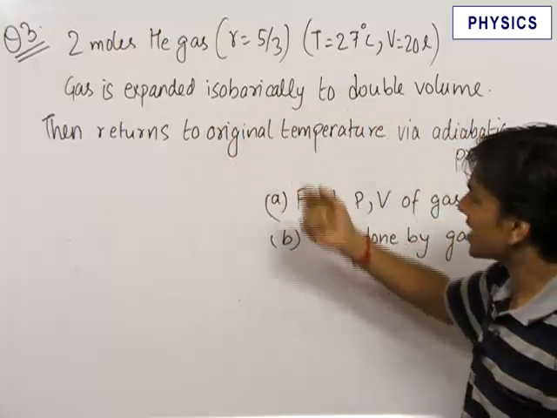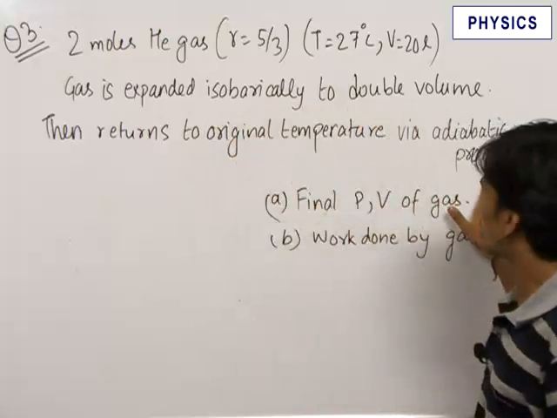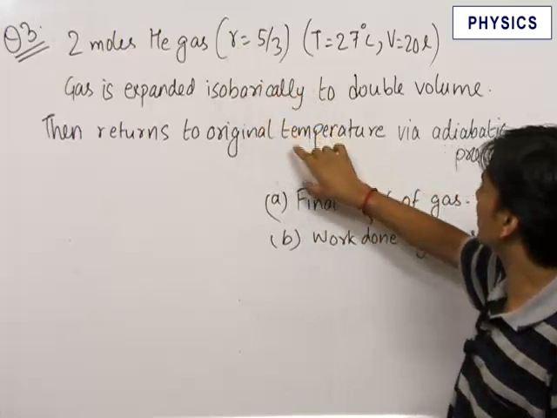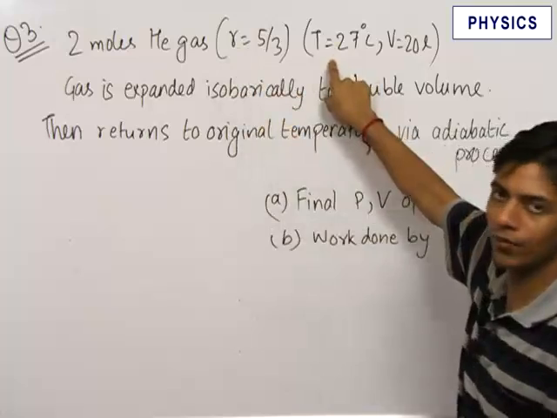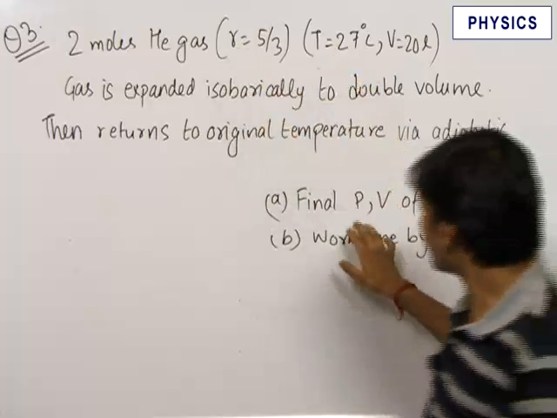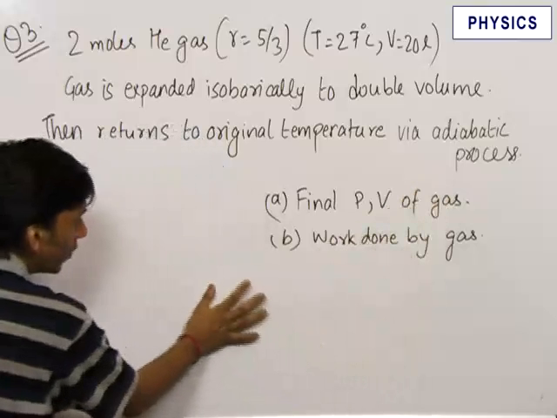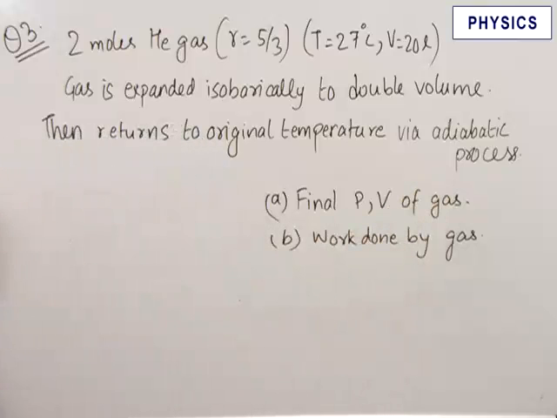Now this gas goes through another process, an adiabatic process, in which its temperature comes back to its original value of 300 kelvins. We need to find out the final pressure and volume of the gas after this process and the work done by the gas in the whole process.